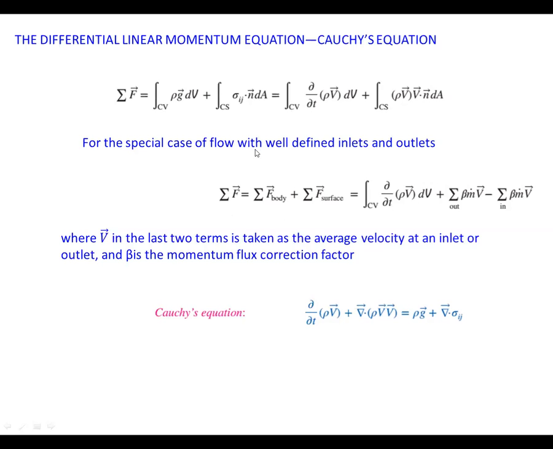In the special case of flow with well-defined inlets and outlets, it will be replaced by the momentum flux correction factor beta. So the same thing is represented with the momentum correction factor. Finally, the Cauchy equation is given by del by del t of rho v vector plus del operator vector dot rho v vector into v vector. This is equal to the force due to weight or gravitational forces plus del operator vector dot sigma ij.